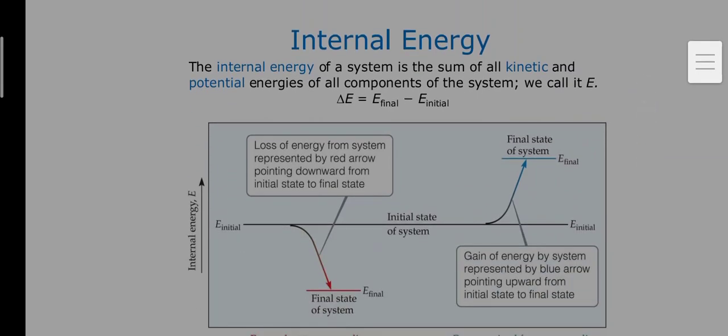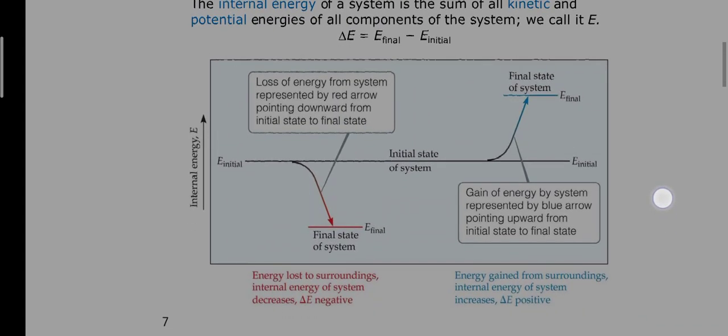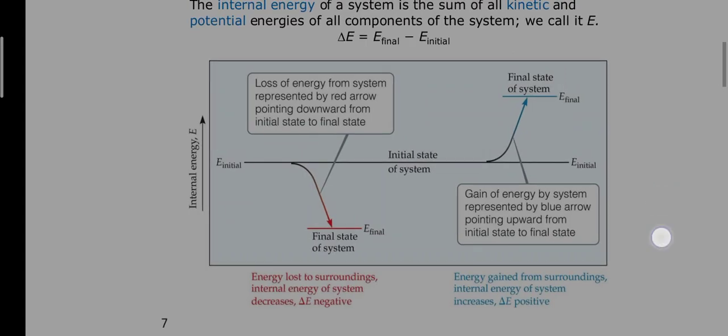Next is internal energy. The internal energy of a system is the sum of all kinetic and potential energies of all components of the system. We call it E. ΔE is equal to E final minus E initial. This is the graph shown between internal energy and the initial state of a system.